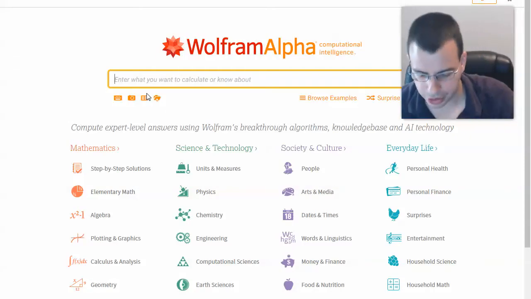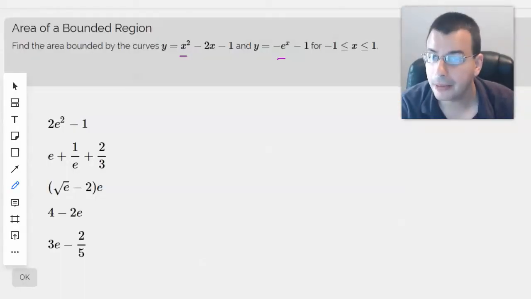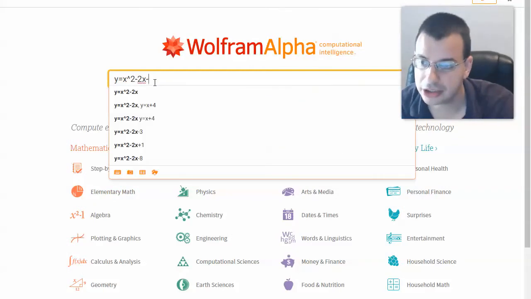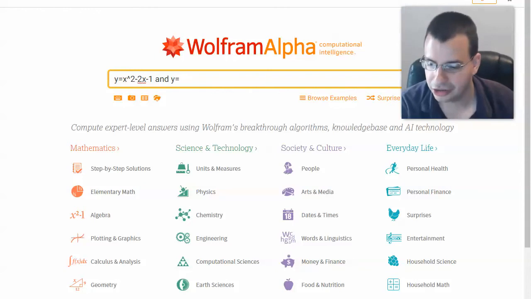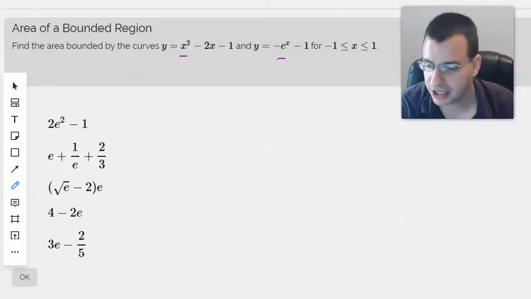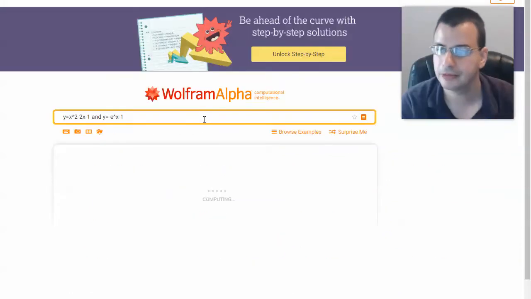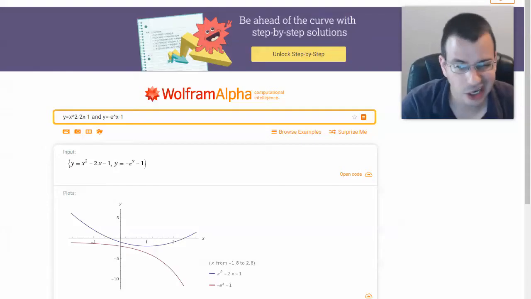And I know you can't use Wolfram on AP exams. It's true. You can't. But you can do the same thing on the calculator, and this is just more convenient. x squared minus 2x minus 1, negative e to the x minus 1. Okay. Make sure I got my equations right. x squared minus 2x minus 1. And then we'll be looking for negative 1 to 1.